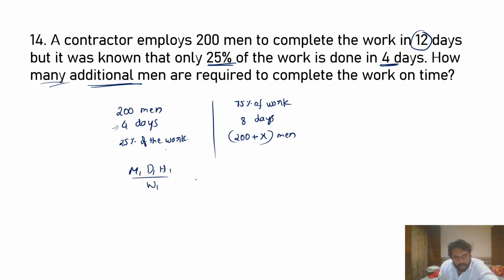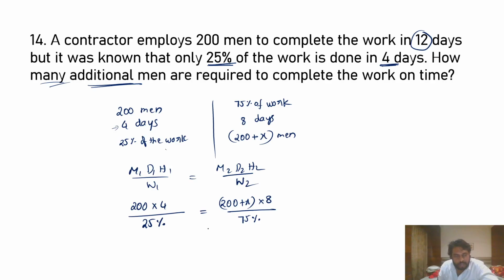M1 D1 H1 by W1 equals M2 D2 H2 by W2 in these two scenarios. M1 is 200 men working for 4 days. Hours were not mentioned anywhere, so leave it. And the work completed is 25%. And M2 is 200 plus X. We have assumed it as 200 plus X. D2, how many days? 8 days remaining, and W2 would be 75% of the work.